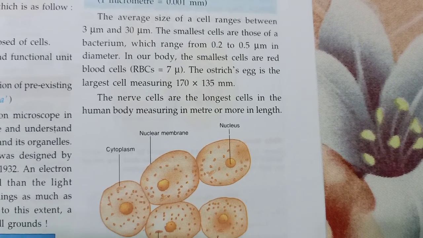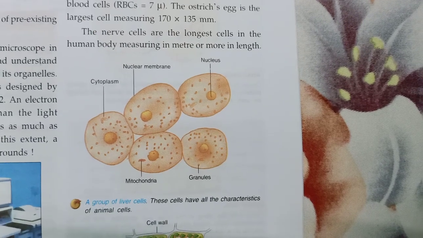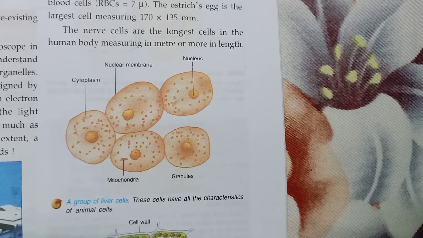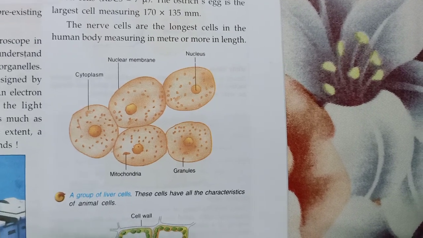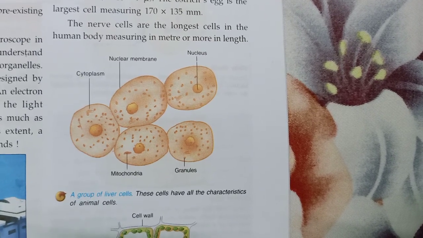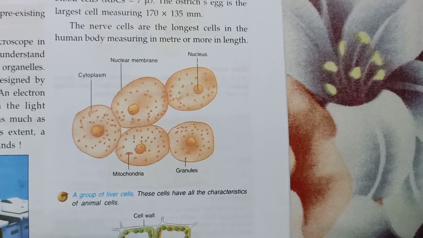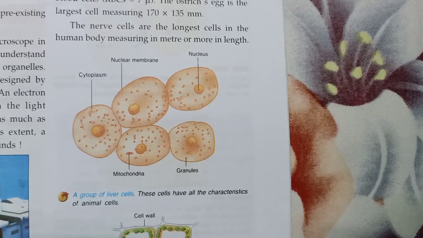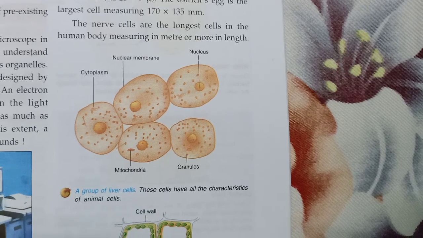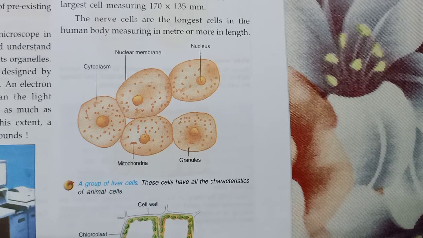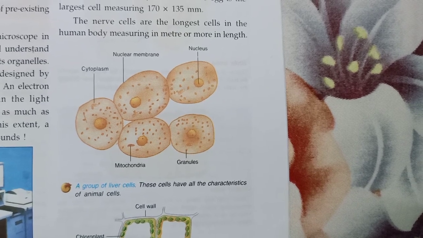And we can see the example of a group of liver cells here. In this, you can see that these cells have all the characteristics of animal cells, and you can see that a few organelles are there, like cytoplasm, nuclear membrane, nucleus, mitochondria, and granules. Now when I teach you animal cell, I'll explain these organelles to you at that time.